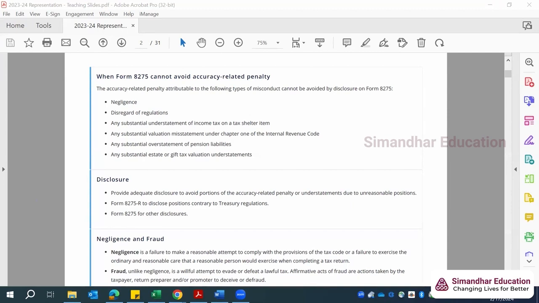Substantial overstatement of pension liabilities. Now, this is a concept which is more applicable to entities. So, your companies which establish pension plans, if they overstate their pension liabilities. Okay. What happens when you overstate your liabilities? What happens, people, when you overstate your liabilities? Okay. All right. So those are great responses.